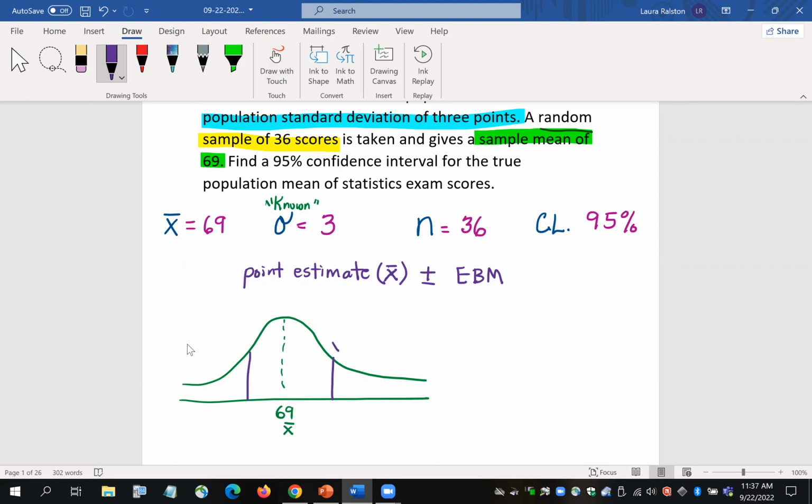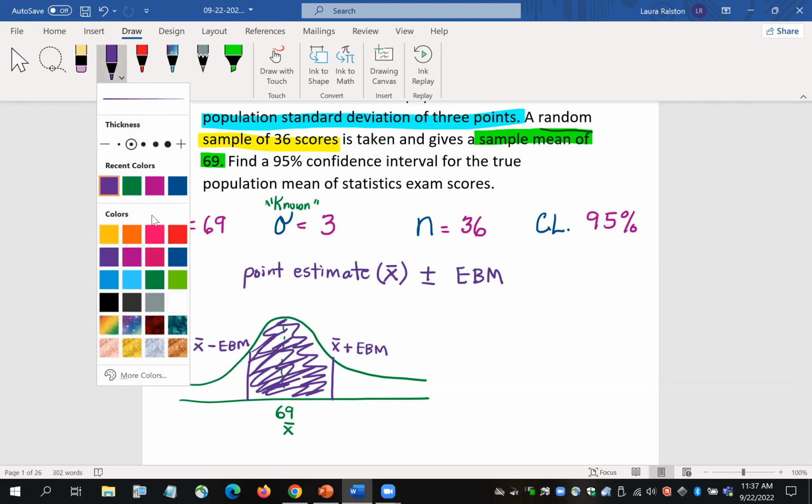This would be like taking our point estimate plus the error bound margin. And on the left, it would be the mean minus the error bound margin. And so we know that this region in here, actually it's not that region, it's actually the region in the tails. That's why it's called a two-tail.